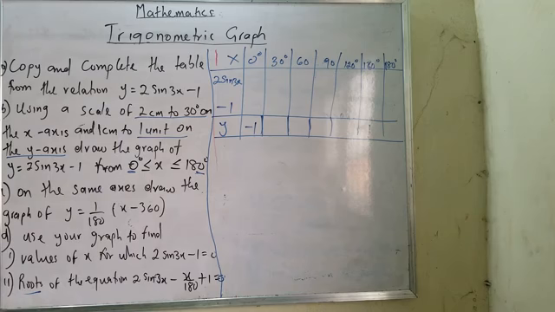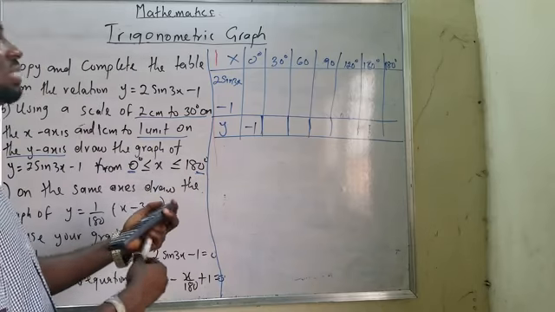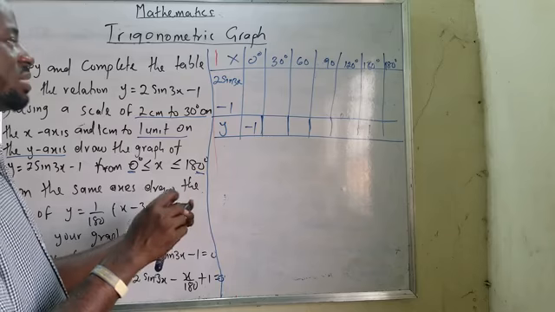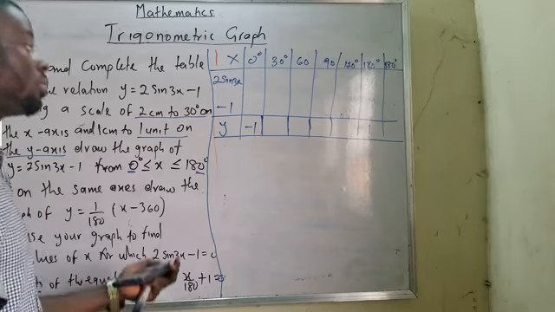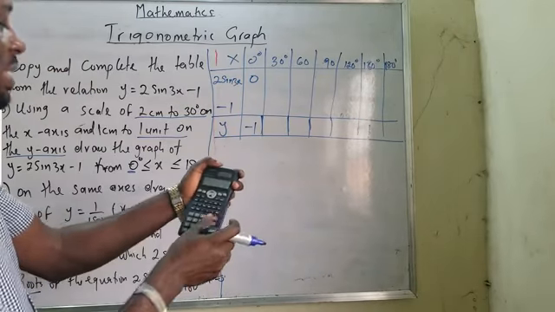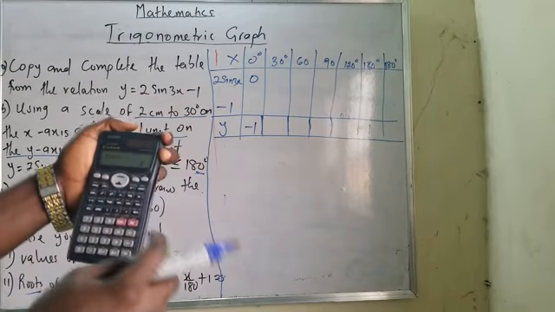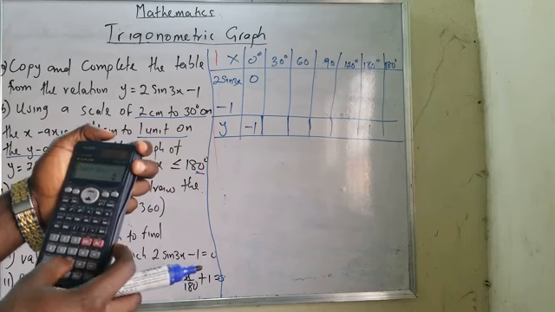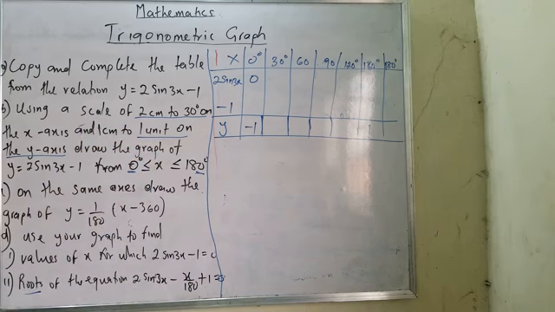Now, I will pick up my calculator. The first one is 2 sine 3 times 0, which is 0, and sine 0 is 0. 0 times 2 is 0. I will also press it like this: 2 sine 3 multiplied by 30. Can you see the way I'm pressing? Normally 3 times 30 is what? 90.